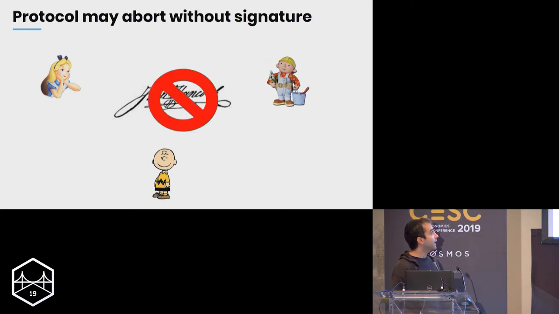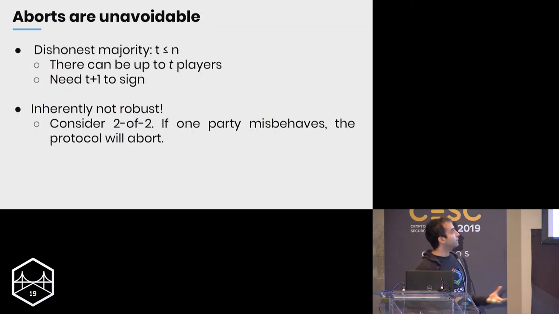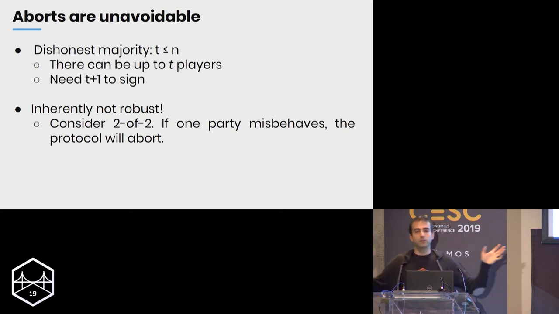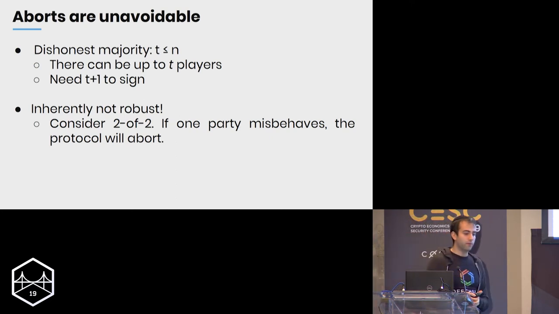But it's not guaranteed they'll always get a signature. Sometimes the protocol will abort without a signature. And why does that happen? Well, it's sort of fundamental. Remember the idea that I mentioned that we want the dishonest majority, we want T to be up to N. Remember, T is the number of players in the system that can be compromised. You say, hey, if only T devices are lost, if the adversary steals T devices, if T devices fall in a puddle, everything's good.